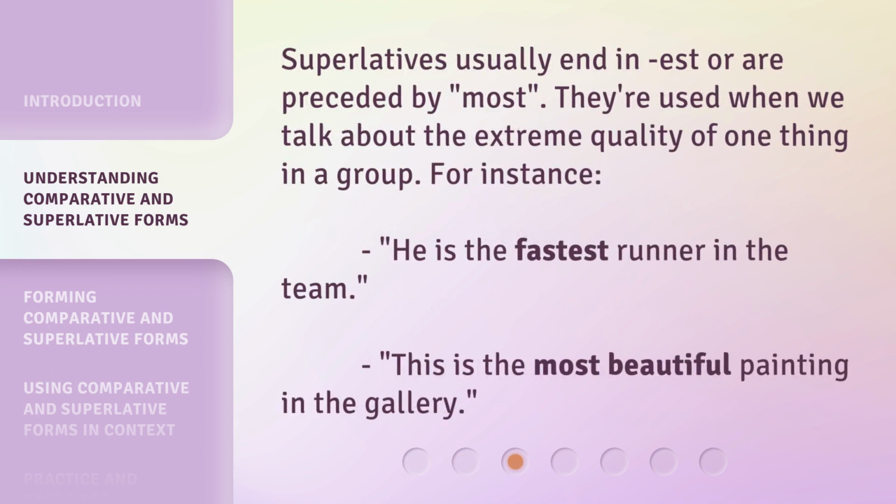Superlatives usually end in est or are preceded by most. They're used when we talk about the extreme quality of one thing in a group. For instance, he is the fastest runner in the team. This is the most beautiful painting in the gallery.